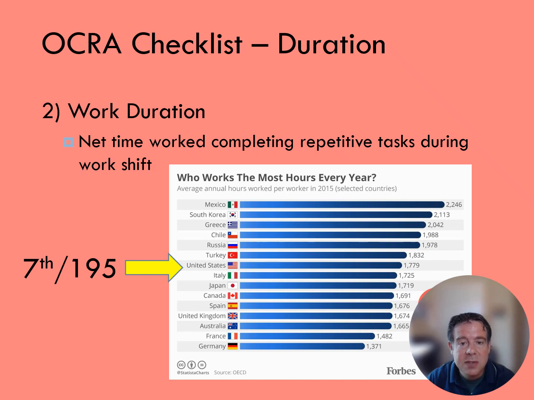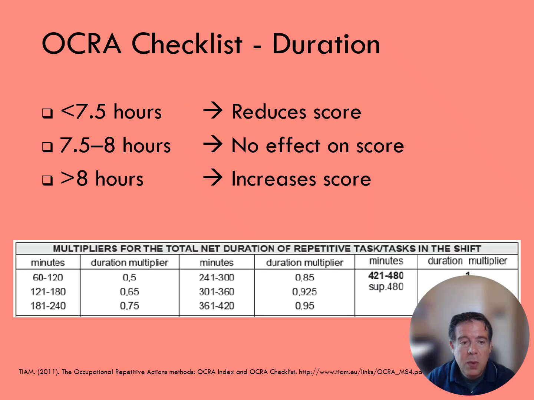So, OCRA is looking at this work duration. And so, obviously, if we work less than 8 hours a day, we're having less exposure. So if we work more than 8 hours a day on this OCRA score, it increases that multiplier and decreases how much we should be doing, which makes sense. So the reduced score really comes at less than 7.5 hours. In between, there is no effect. And so many nurses, firefighters, a lot of big factories, so many workers working 12 hours a day.